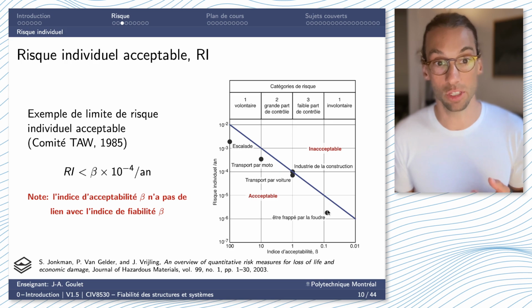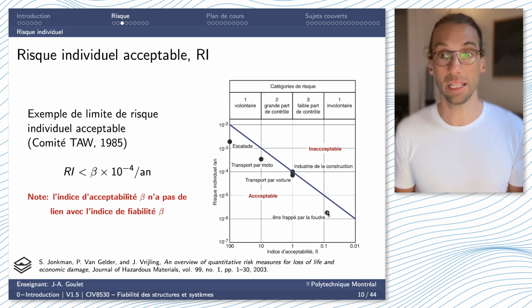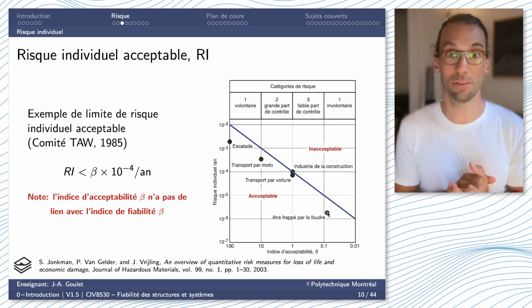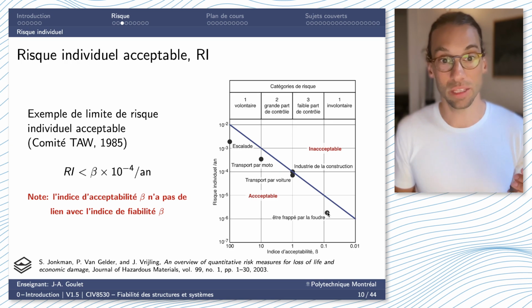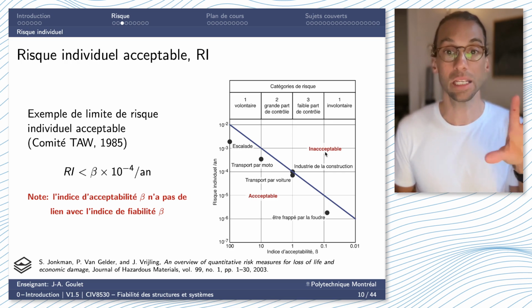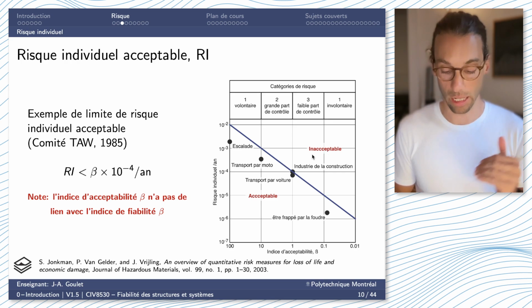And on the other end of the spectrum, being struck by lightning, no one will choose to expose themselves to be struck by lightning. So the level of acceptable individual risk is much lower. Whatever is below that line is going to be deemed acceptable. Whatever is above that line would be deemed unacceptable. Okay, this is for a personal risk level.